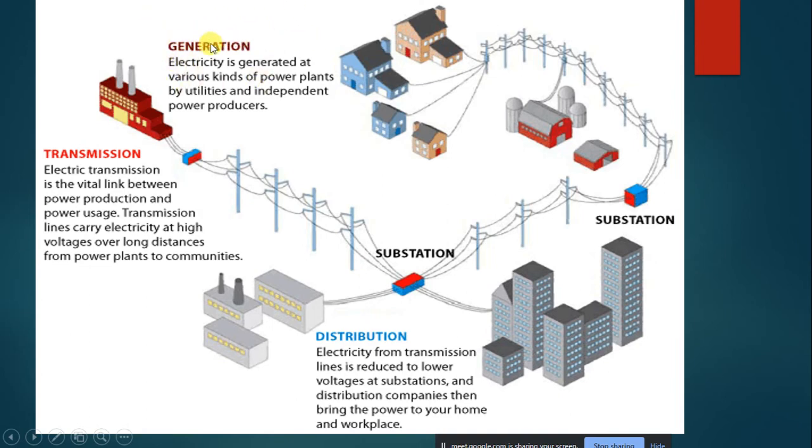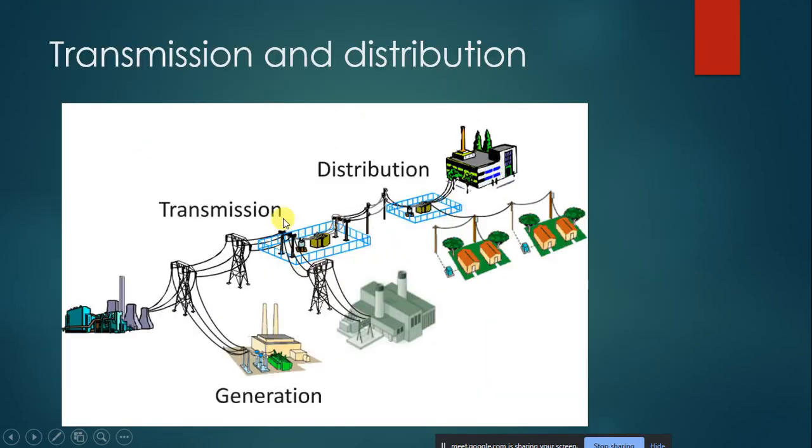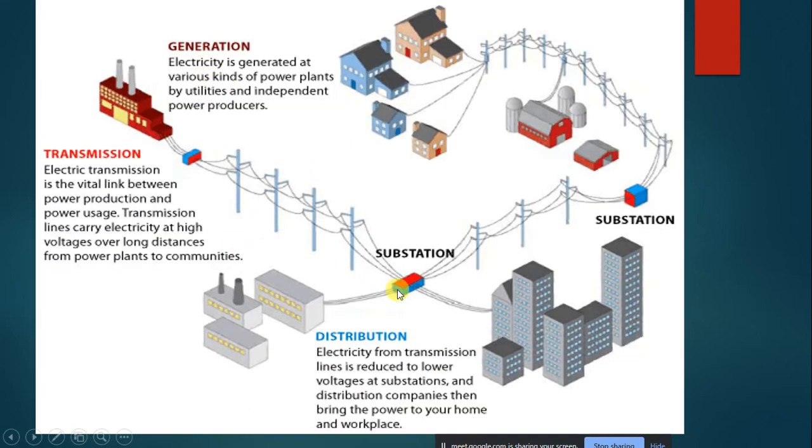Major things like nuclear power plants are not being privatized because of safety measures, right? After that, you have transmission. I have already discussed that it is a vital link between power production and distribution. These lines carry high voltages over long distances. You might have seen some things called pylons, P-Y-L-O-N. So these pylons will carry the power.